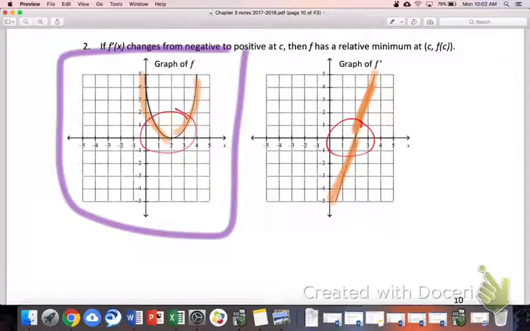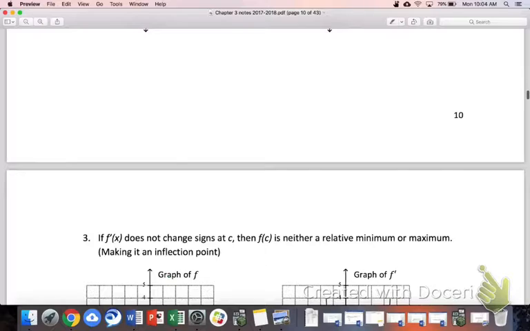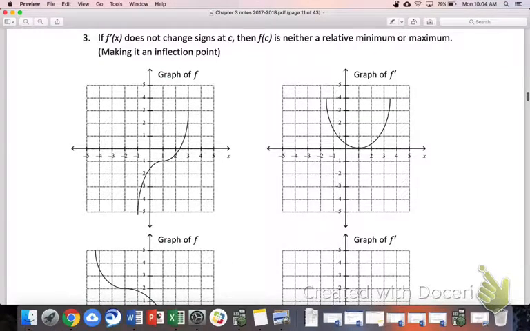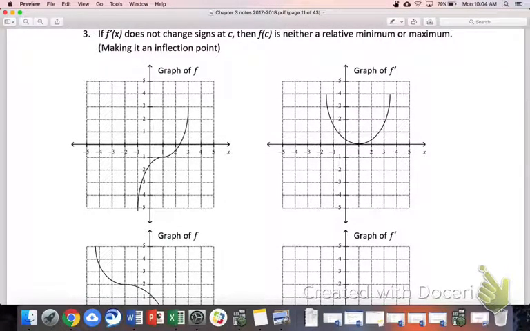And then finally, the last piece of the first derivative test is here. If you've got a critical number, f prime is 0 or doesn't exist, yet f prime doesn't change signs. It doesn't go from positive to negative or negative to positive, then you don't have a max or a min. It's neither. What you end up having is an inflection point.